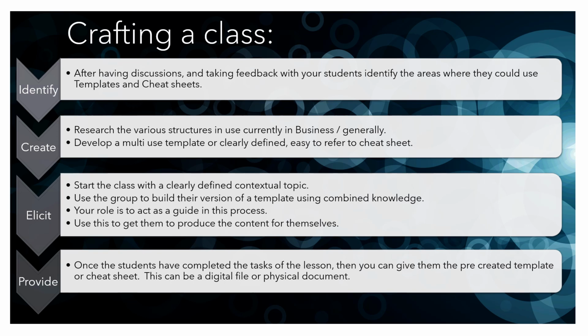Okay, so you've got your template, you've got your cheat sheet, you're very happy. They are easy to use, and you're content with that. So you start the class with a clearly defined contextual topic. Obviously you pre-discussed it with them, so they kind of know what you're going to do. The key now is to elicit, right?